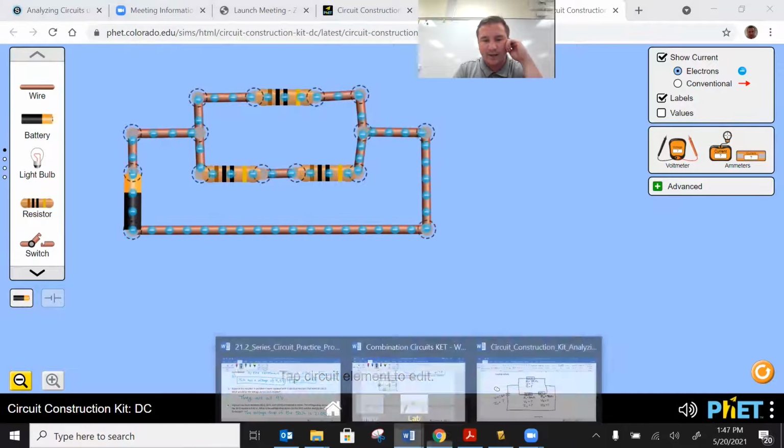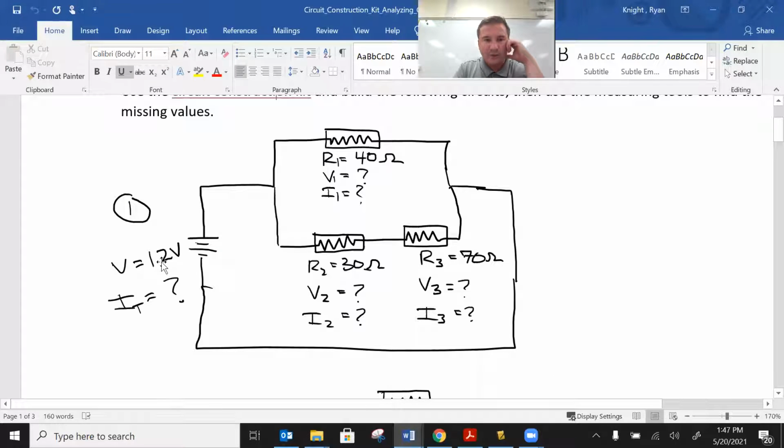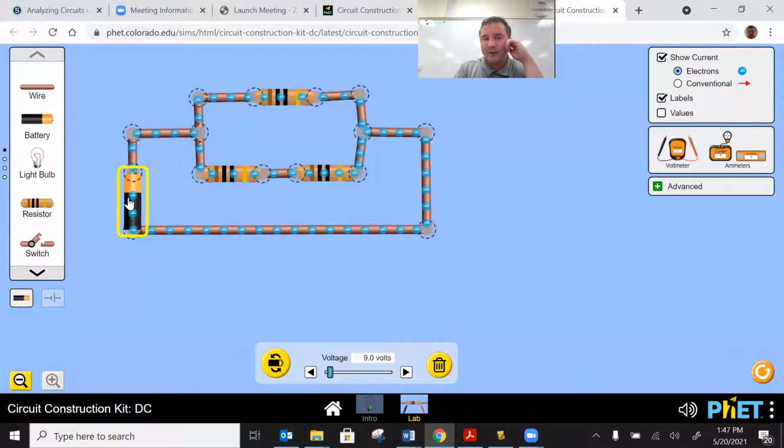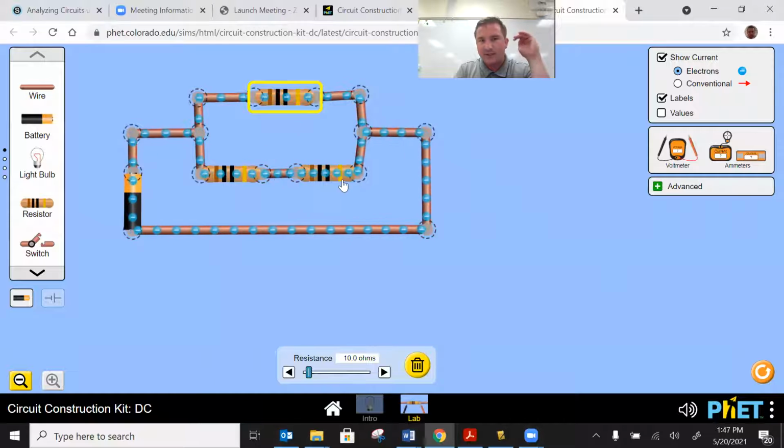Now I've got to make sure that all of my values are correct. So I have the battery should be 12, and then 40, 30, and 70 for the resistors. So click on the battery. It says 9 volts right now, so I want that to be 12. So I'm going to adjust that, bring it up to 12 volts. There's that. Each of the resistors starts out at 10, which is not what I want. So this one, I think I said 40. I'll have to double check that.